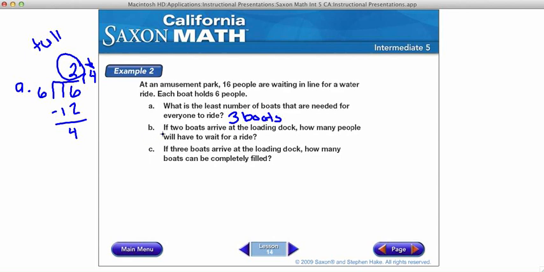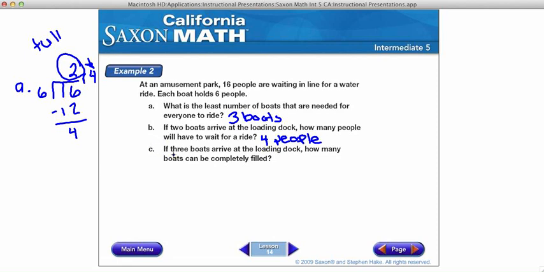Okay, part B. If 2 boats arrive at the loading dock, how many people will have to wait for a ride? Well, we've already figured that out because 2 full boats will leave a remainder of 4. So 4 people will be waiting at the dock. They're my remainder, my leftovers. My people still waiting in line.